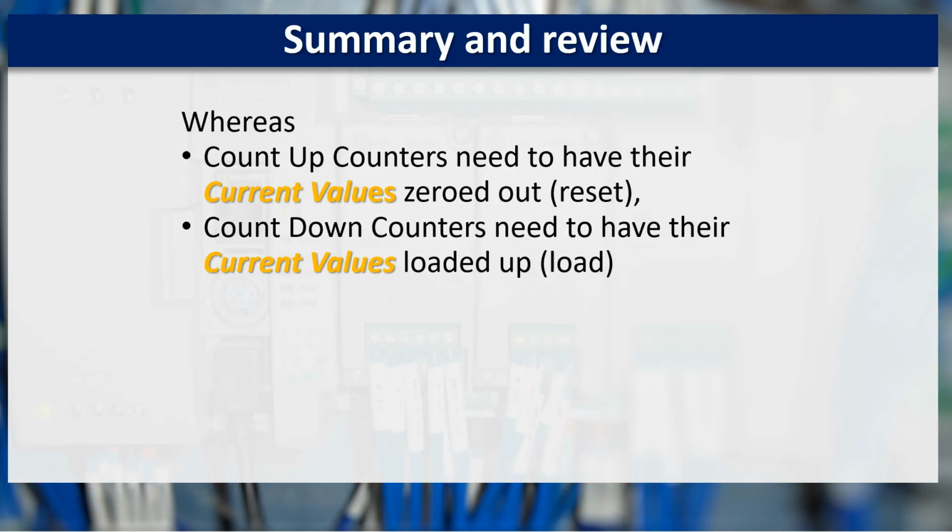So to summarize, countdown counters start from a known value and start to work towards 0. They cannot count below 0. They cannot count negative numbers. When you look at the two between a count up counter and a count down counter, count up counters need to have their current values zeroed out before you can start to count up. Count down counters require their current values to be loaded up. So one is reset and one is loaded.